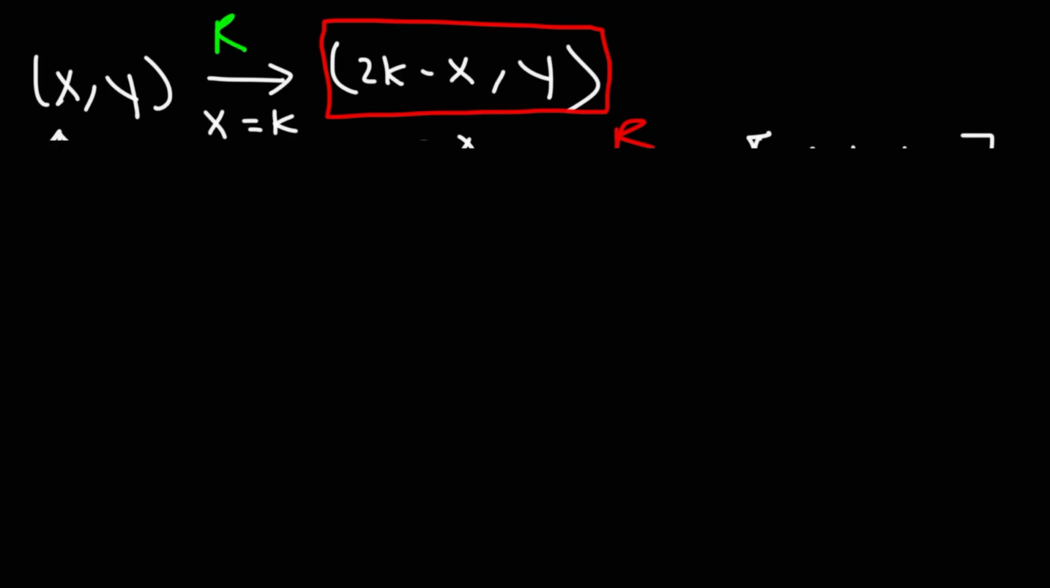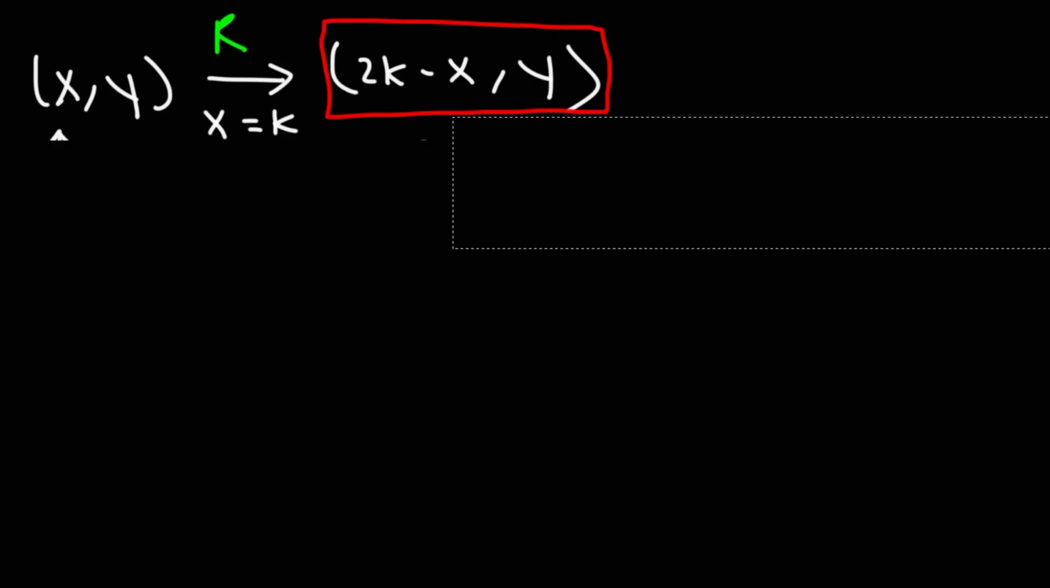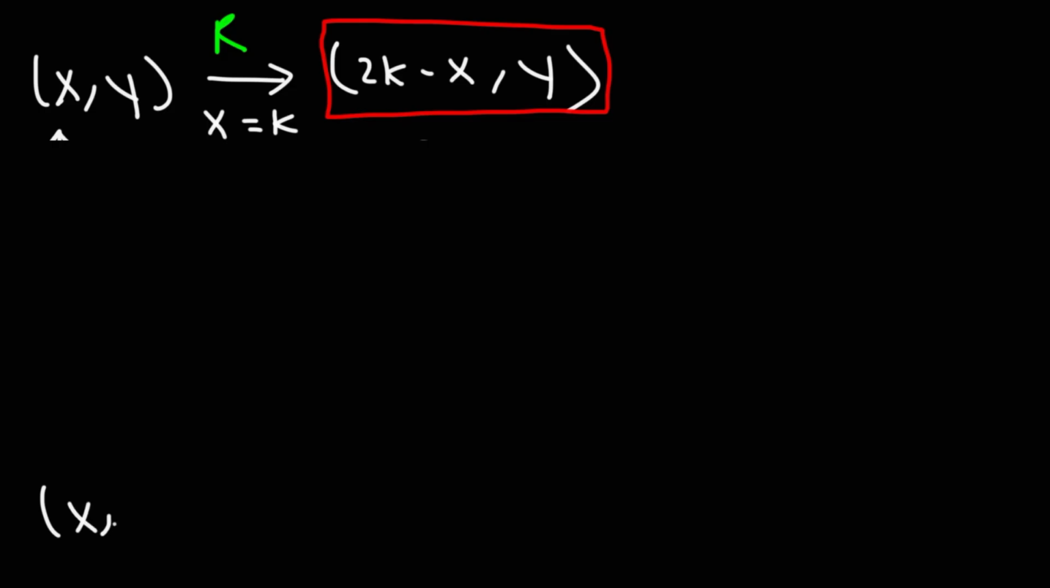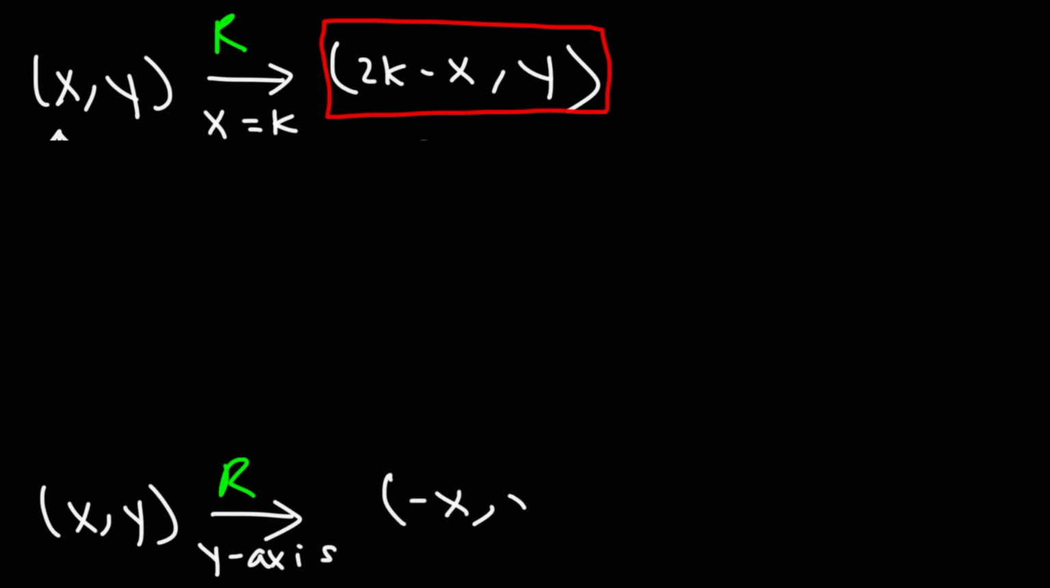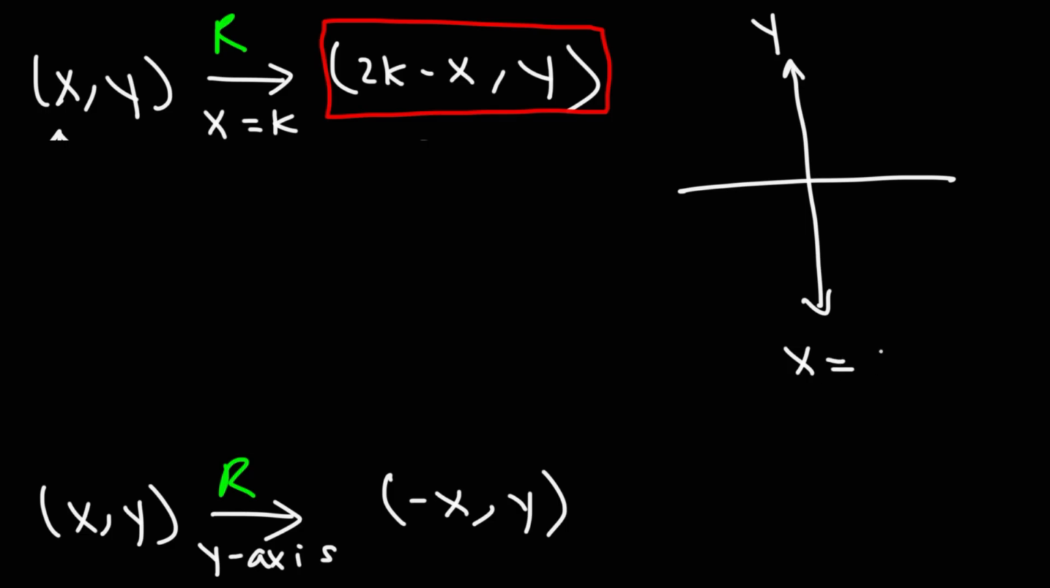Now I want to show you something. If you recall, when we reflect the ordered pair x, y about the y-axis, the y values remain the same, the x values change. So we got -x, y. But remember, the y-axis is basically the equation x equals 0. So when reflecting about the y-axis, we're also reflecting about x equals 0.